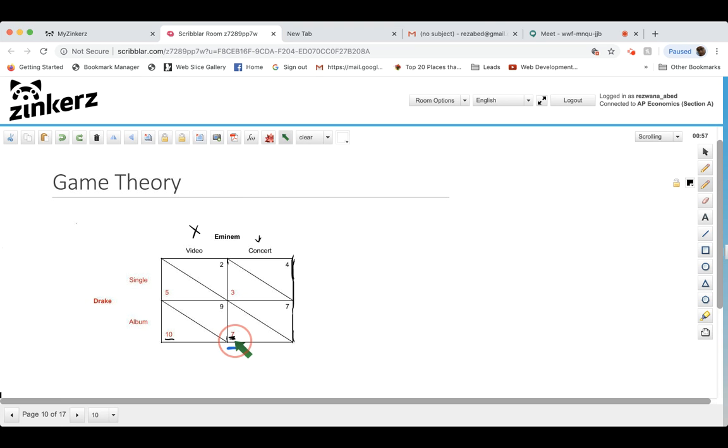So here you can do circles, you can underline, whatever works for you, just to let you know that this is what I am choosing. So here, what do you notice, right? For Drake, regardless of what Eminem is doing, whether he does video or he does concerts, he is always choosing to do an album, right? So when something like this happens, we call that a dominant strategy.